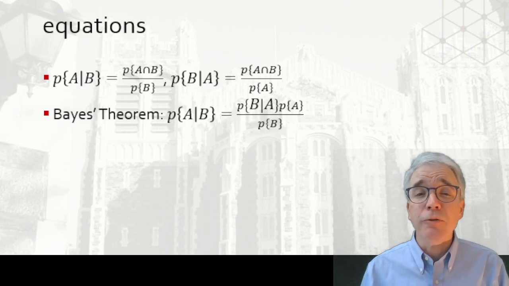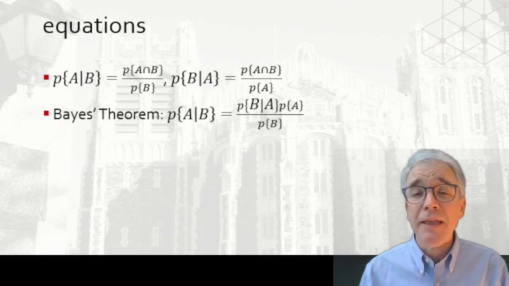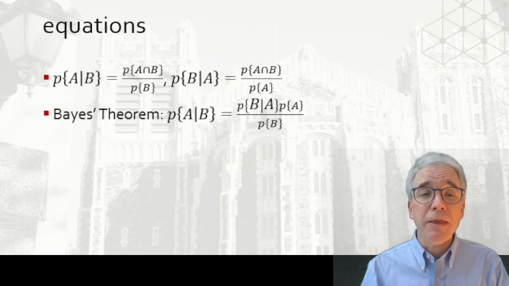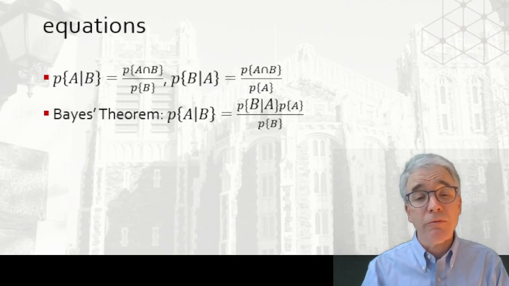Putting together those two equations on the top, do a little bit of substitution, a bit of algebra, get what's known as Bayes' theorem. The probability of A given B equals the probability of B given A times the probability of A divided by the probability of B. We'll come back to some of the ways in which that's useful for understanding the world, but for now it just comes right out of the definitions.